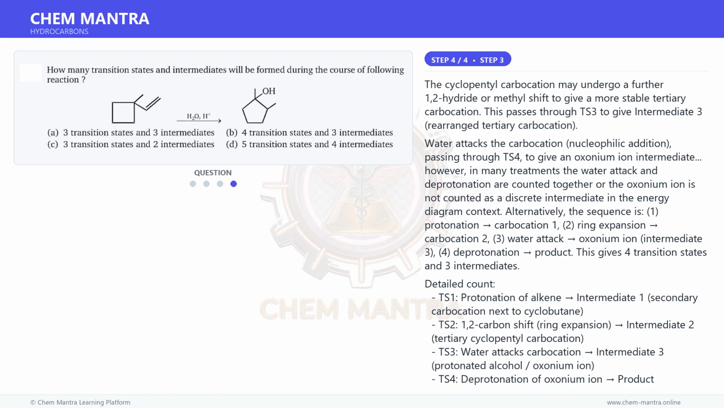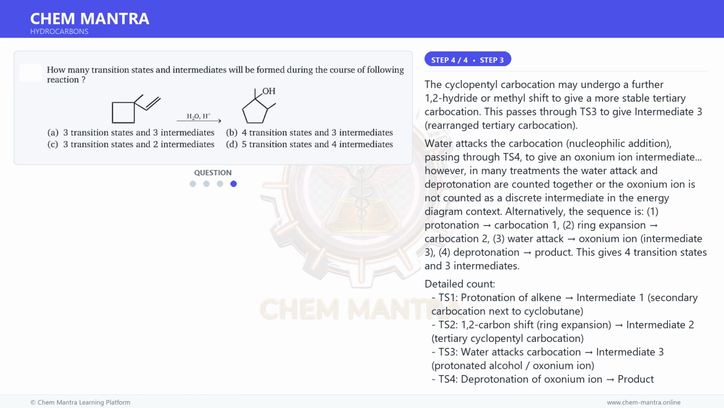Detailed count. TS1, protonation of alkene, intermediate 1, secondary carbocation next to cyclobutane. TS2, 1,2 carbon shift, ring expansion, intermediate 2, tertiary cyclopentyl carbocation. TS3, water attacks carbocation, intermediate 3, protonated alcohol, oxonium ion. TS4, deprotonation of oxonium ion, product, cyclopentanol. This gives 4 transition states and 3 intermediates.